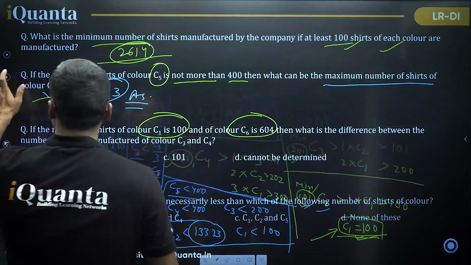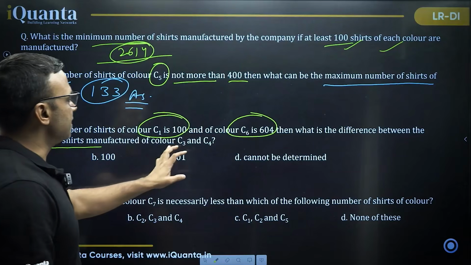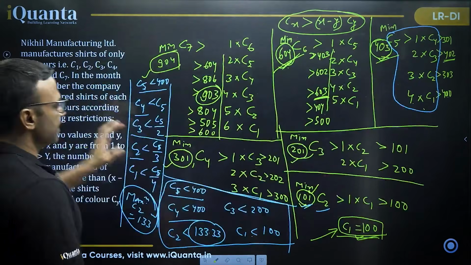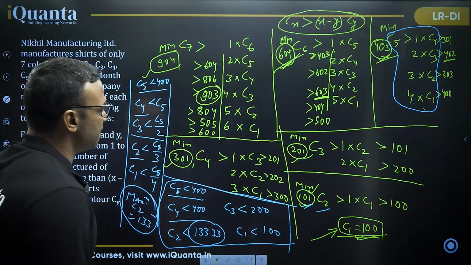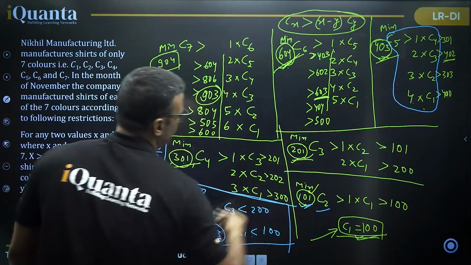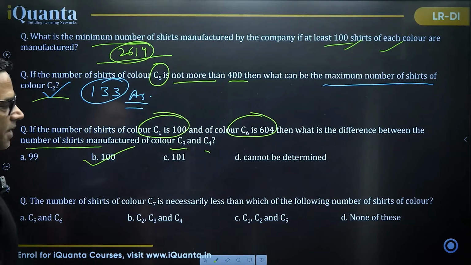What is the question? The difference between the number of shirts manufactured of color C3 and C4. So C3 and C4 are going to be 201 and 301. So the difference of 301 and 201 is 100. So the answer of this question is 100, option B.